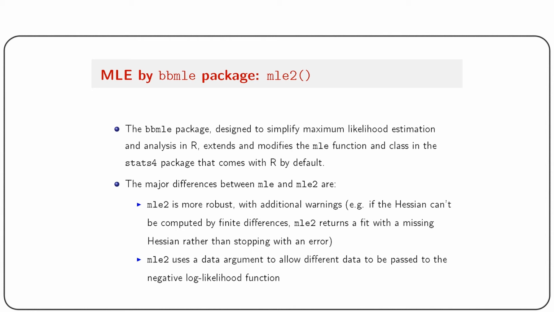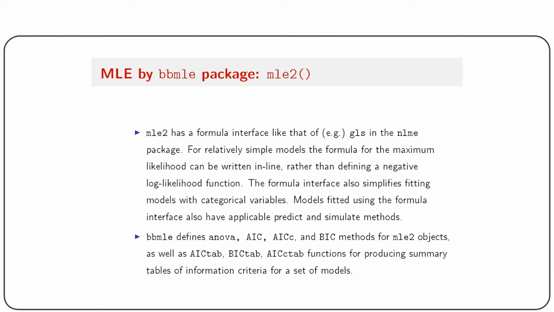For example, if the Hessian cannot be computed by finite differences, mle2 returns a fit with a missing Hessian rather than stopping with an error. mle2 uses a data argument to allow different data to be passed to the negative log likelihood function. mle2 has a formula interface like that, for example, of gls in the nlme package.